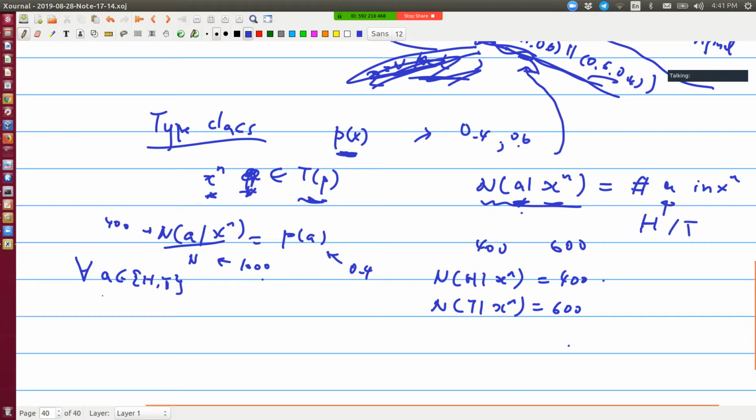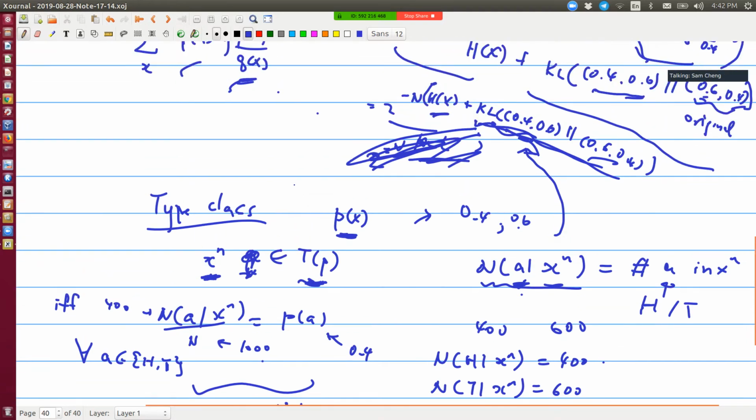So this is just inside the set. A sequence is inside the type class if and only if it satisfies this condition. This basically means that the empirical distribution of the sequence Xn is equal to P. It's identical. In P, we say 0.4 of them are head and 0.6 are tail. And if we actually count that particular sequence and they also have 40% heads and 60% tails, then that particular sequence will be in the type class. So it's very simple and very intuitive.